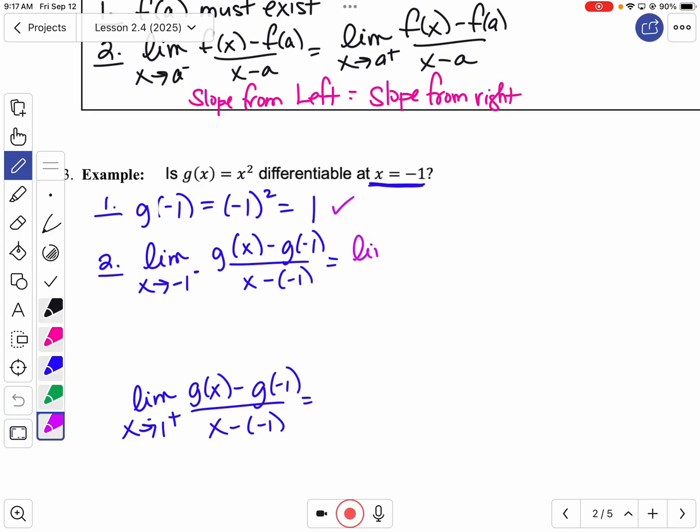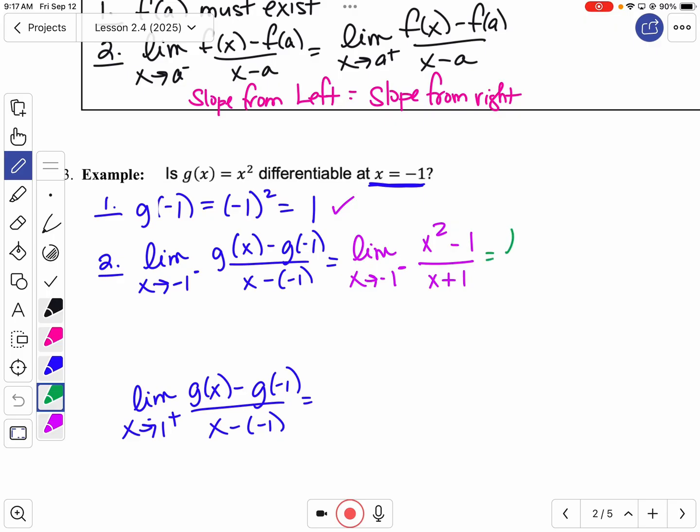So we're going to keep our limit notation. So limit as x approaches -1 from the left. G of x is x squared minus -1 squared, which would just be 1, over x plus 1, right? If I evaluate that limit, we would plug in -1. What's going to happen? If I plug in -1, what would happen to that function? It'd be 0 over 0, which you can't have, all right? So we're going to have to factor, all right?